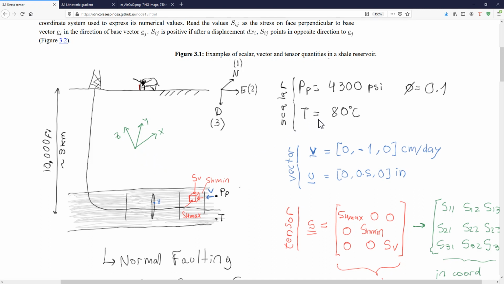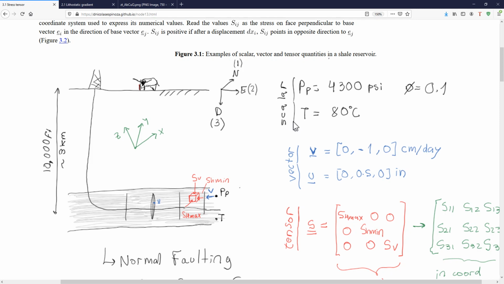And it's the same with, for example, temperature or porosity. You just need one numerical value in order to define these quantities. This is what in mathematics are called scalar quantities. They are independent of the coordinate system. It's just one number.